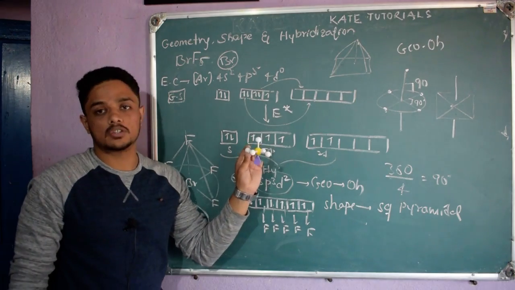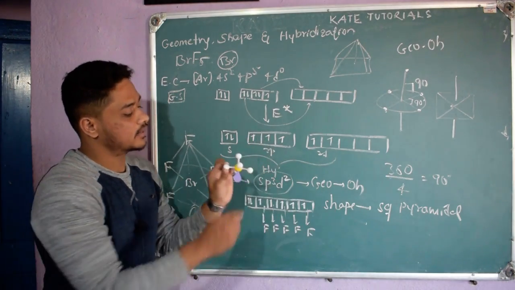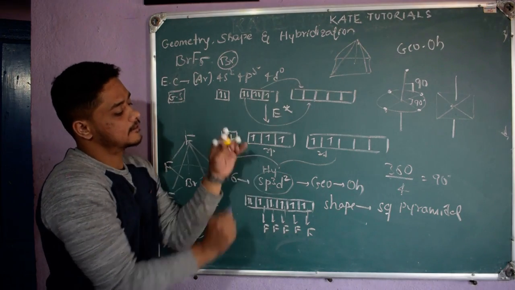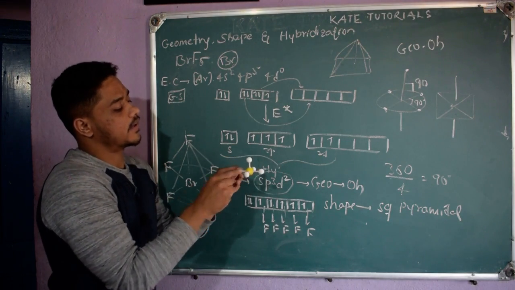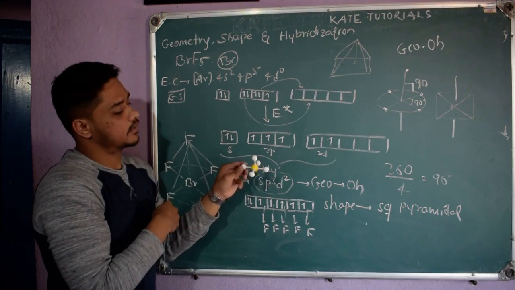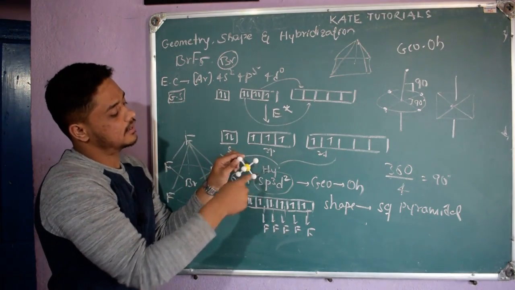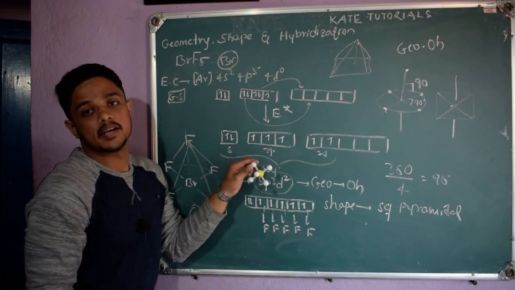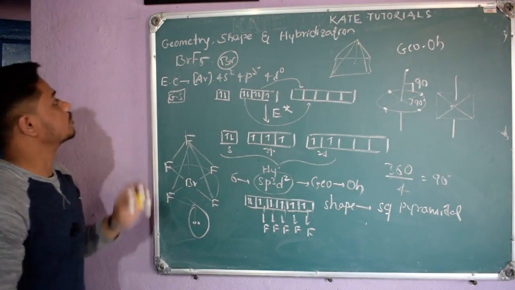So this is how it looks, right? If you want to tell the shape, you just ignore this lone pair. If I ignore this lone pair, it looks square pyramidal. See, this is exactly square and one bond is above. If I join all those, it looks like a square pyramidal structure. So this is about BrF5.